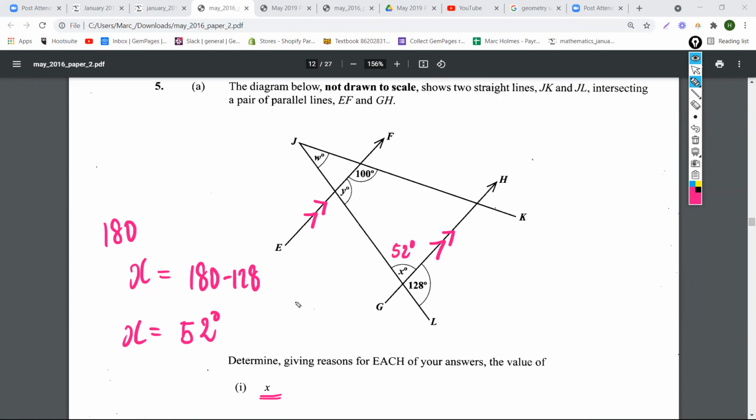Remember, angles on a straight line add up to 180. To find y, would x and y have to equal 180 since they're along the same line? Well, let's think it out. We found x, guys. If here is x and here is 128, then x would be 180 minus 128. It's very easy to find x.